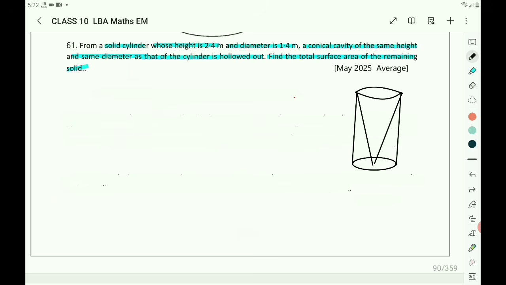Total surface area of the remaining solid is equal to what? CSA of the cylinder plus area of the base plus CSA of the cone. To find the CSA of the cone, slant height is required. Here what are given? Height is given and diameter is given. Slant height of the cone is not given. By using the relation among R, L and H, we have to find the L, which is the slant height of the cone.